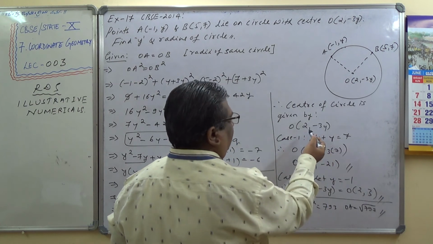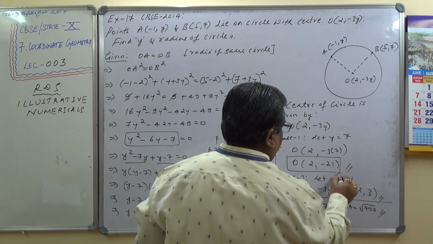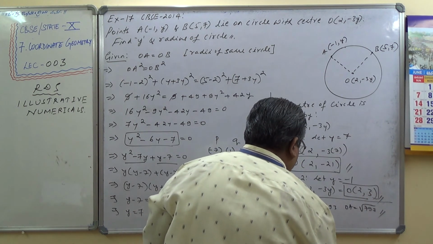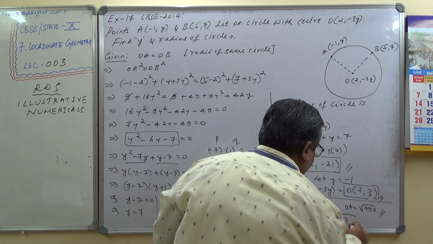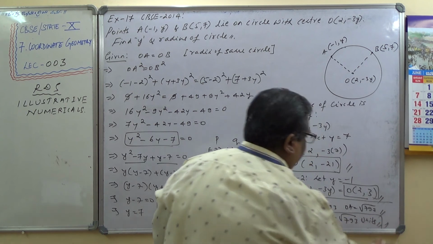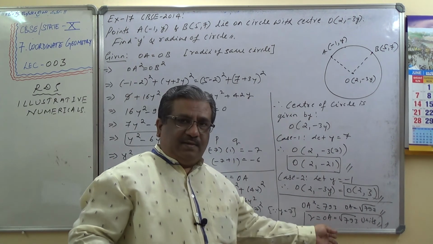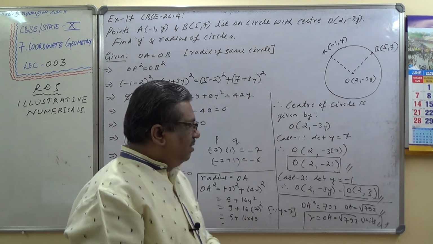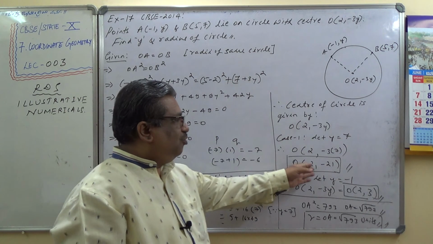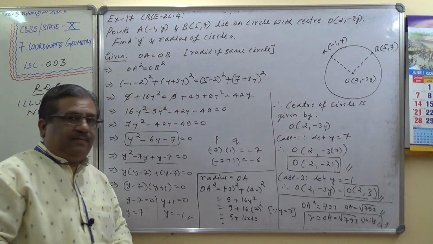Center is this one, and radius R equals OA equals root 793 units. Clear? See, you may doubt here whether it is a perfect square number and all. No. If you take 2 comma minus 21, you should be able to get the same answer. Check that one yourself. So note it down.